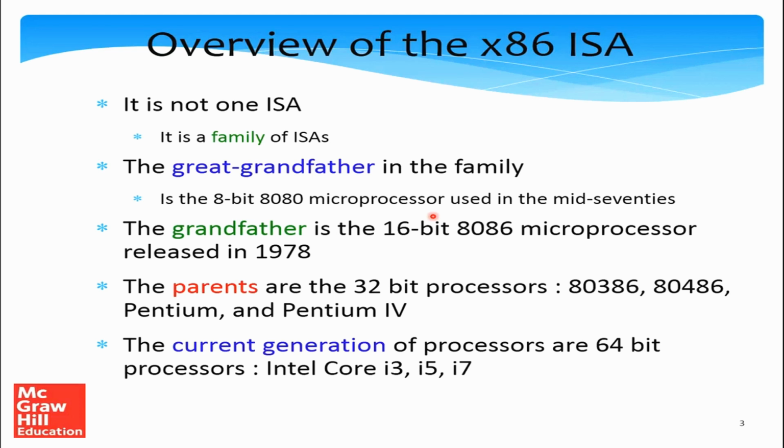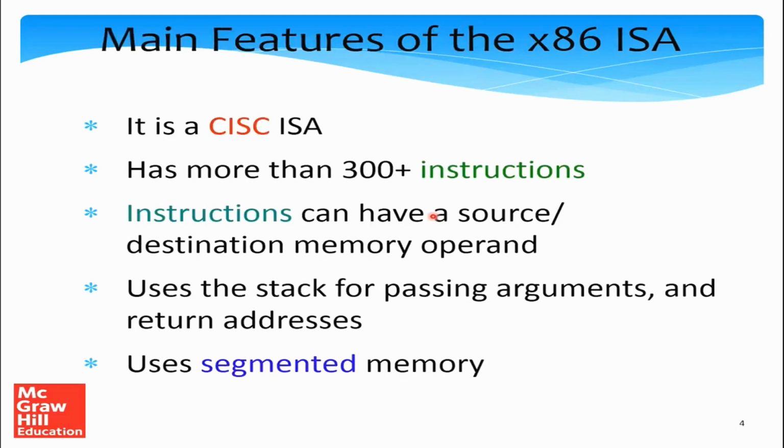So examples of 64-bit Intel processors would be Intel Core i3, i5 and i7. So the latest Intel processors that we use. And similarly, examples of AMD machines would be AMD Opteron and AMD Bulldozer, which are the latest AMD processors that are used. So the main features, so again, why is the name of this architecture x86?